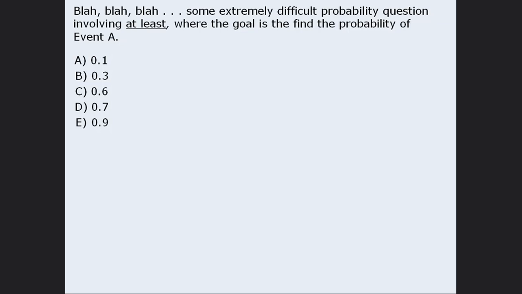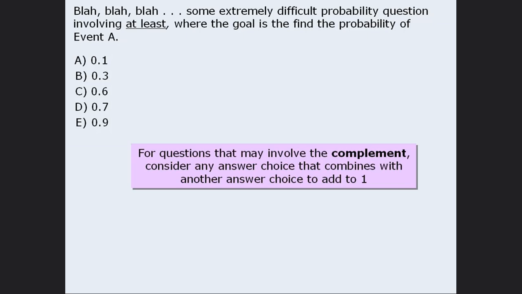At this point, let's imagine that you are taking the test and you encounter this question. Now, unfortunately, the solution eludes you, so you are forced to guess. Now that you have an understanding of how test questions are created, you should be aware that for questions that involve the complement, you should consider any answer choice that combines with another answer choice to add to 1. In this question, we see at least, which suggests that a possible solution might involve the complement. So we'll search the answer choices for pairs that add to 1.